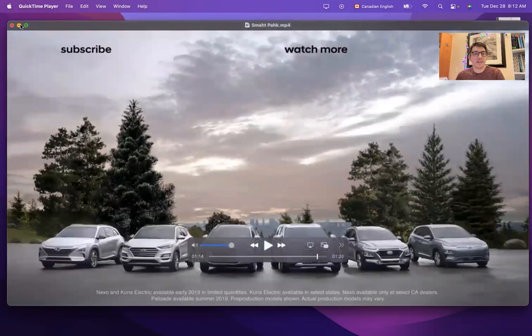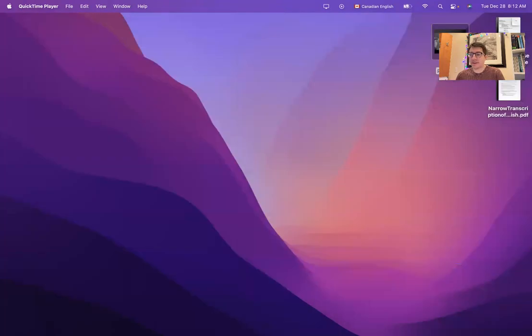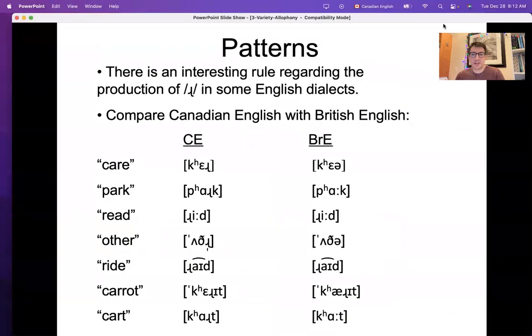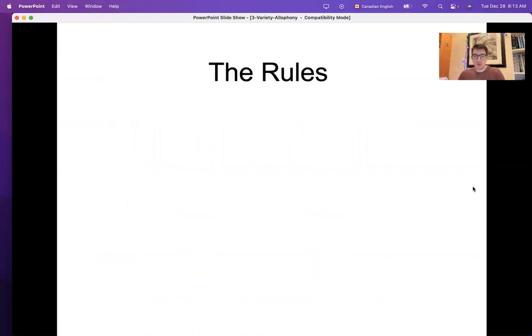Okay, so this is a commercial about the Hyundai Sonata. Some of you might be driving this car, or car, as they say it. You've probably noticed that John Krasinski, who is parking the car, is saying smart park and park a car without actually producing the R, while in Canadian English, you would normally do so. So my question to you, do you see any patterns?